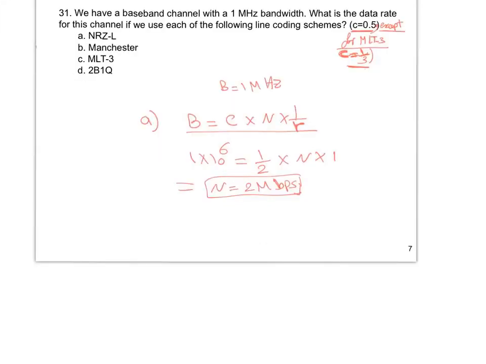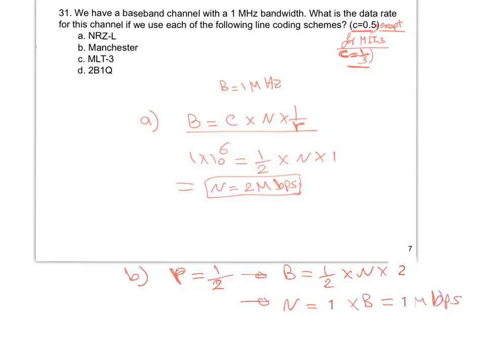For case B, which is Manchester, remember the R value is the number of bit elements divided by the number of signal elements, so that's 1 over 2, which leads to the fact that the bandwidth equals half times N times 2, which makes N equal to the bandwidth, which is 1 megabit per second.